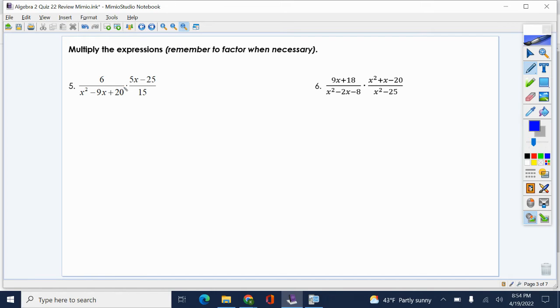Multiplying, if I can factor first, I'm going to. And I'm going to 6, nothing to do. Underneath, numbers that multiply to 20 that add to -9 are -4 and -5. Top right, I can take 5 out of both of these. So I can reduce those. Notice I have 6 times 5 over 15 underneath. That's 2. So 2, nothing else up top, x minus 4 underneath.